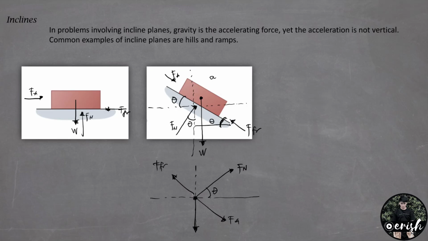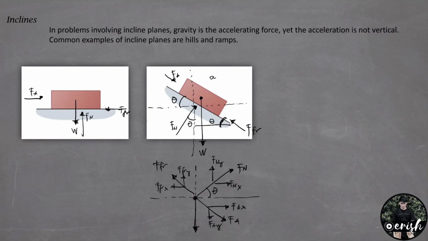Now, to solve for the unknown quantity that we need to solve, we will get all the components of the two-dimensional forces. For Fn, we get Fny and Fnx. Same with the applied force, x and y components. For the force of friction, we have force of friction y and force of friction x.